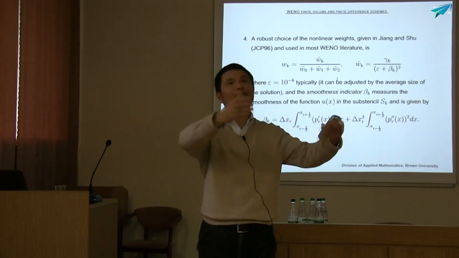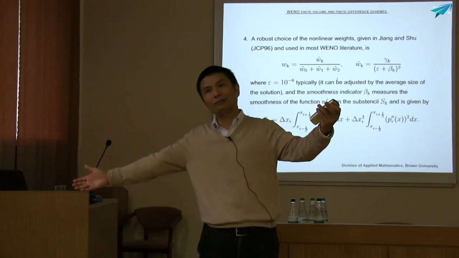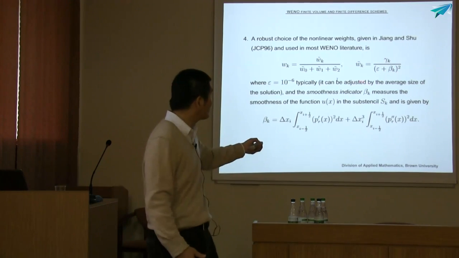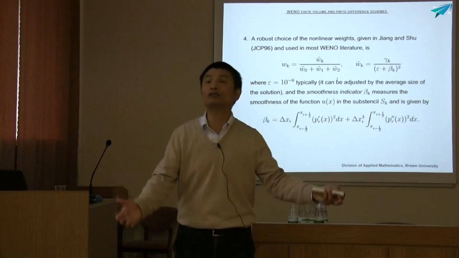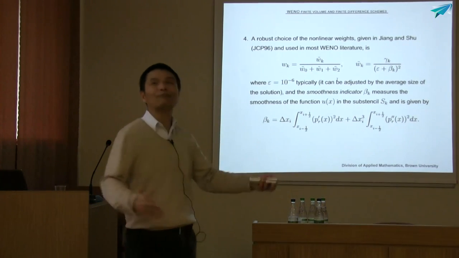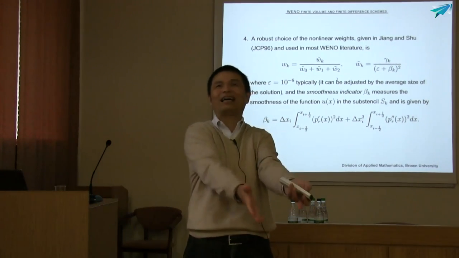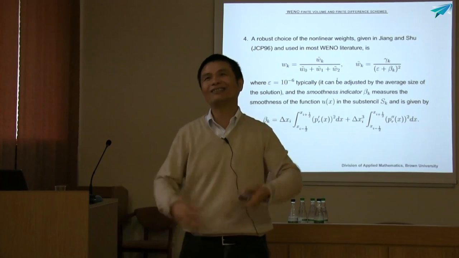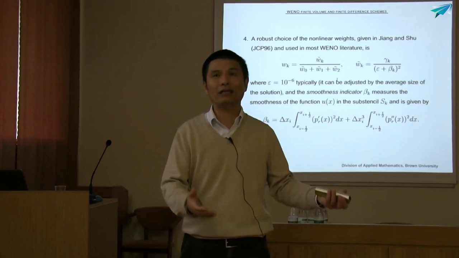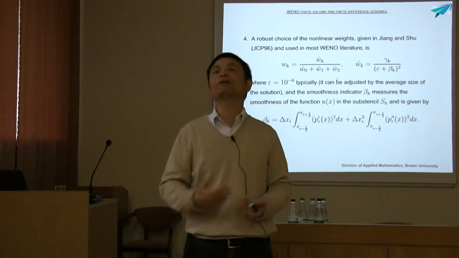If one beta k is huge, the other two are reasonably small, then because it is sitting on the denominator, that corresponding omega k delta will be much smaller than the other two. Then when you normalize so that they sum to one, this smaller guy becomes delta x to a certain power. So this is the basic idea of using a smoothness indicator to get nonlinear weights to achieve the purpose that I described before.